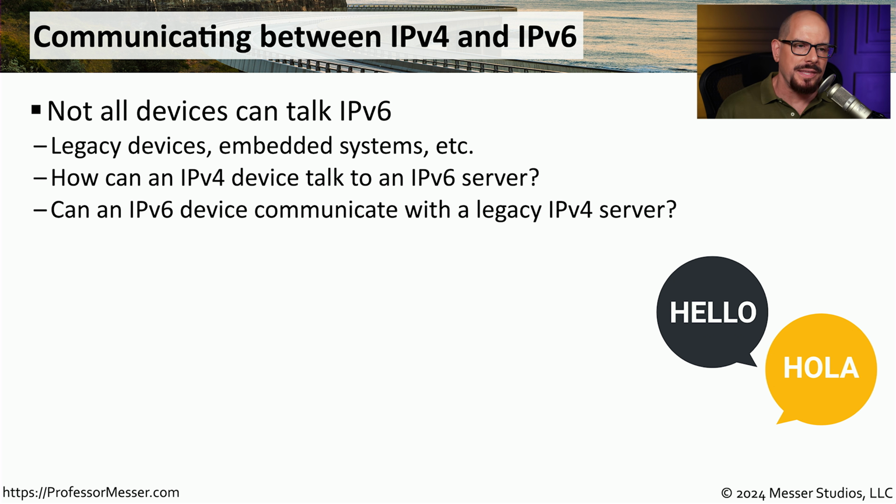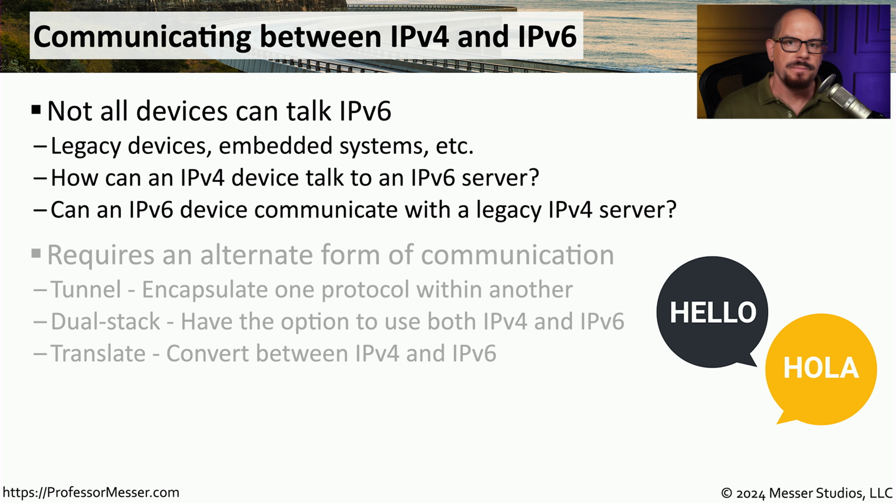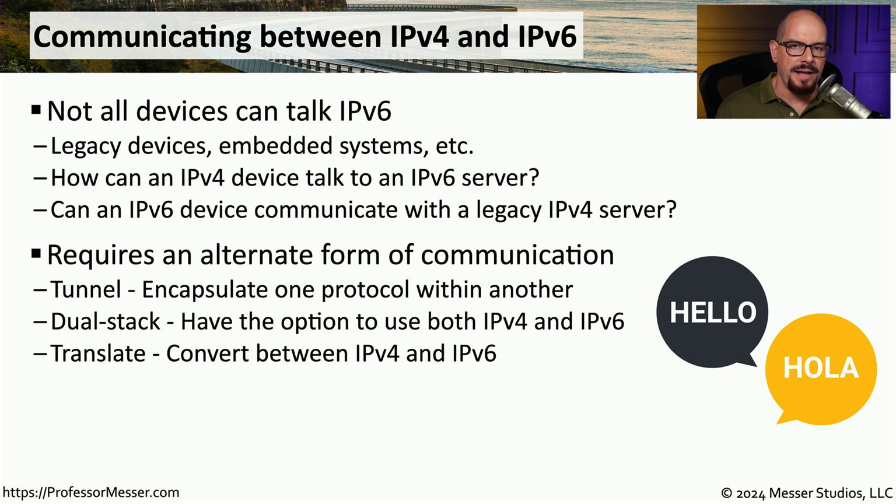Therefore, we need some method to be able to have these older legacy systems that only understand IP version 4 be able to communicate on our more modern IP version 6 networks. This creates some communication challenges when trying to combine IP version 4 and IP version 6, but fortunately there are a number of different ways to bridge this gap. One of these methods would be to tunnel the traffic. We would either tunnel IP version 4 within IP version 6 or tunnel IP version 6 within IP version 4. This would give us a way to communicate even across networks that were very different than the protocol that we were using.